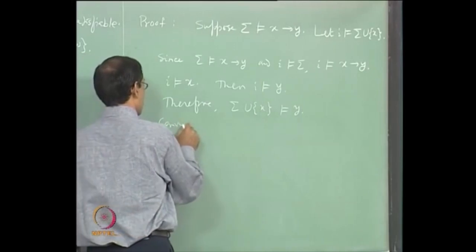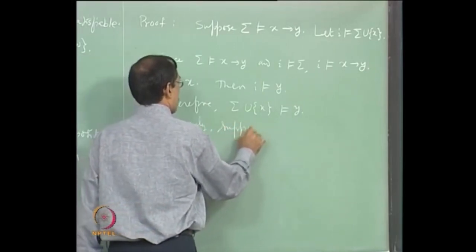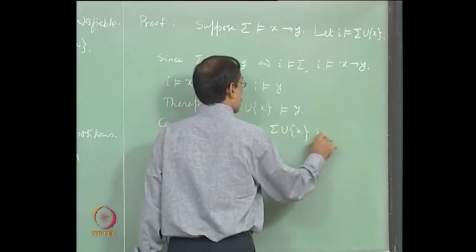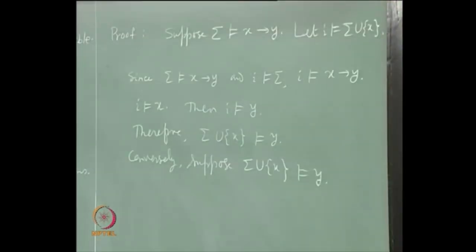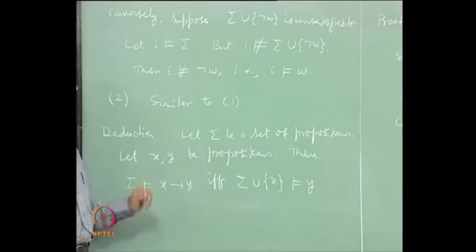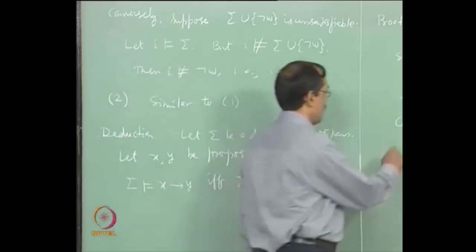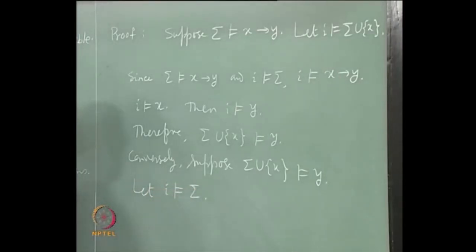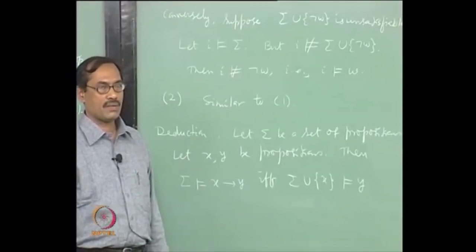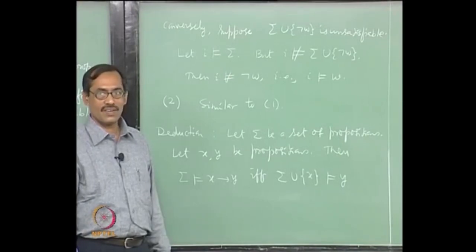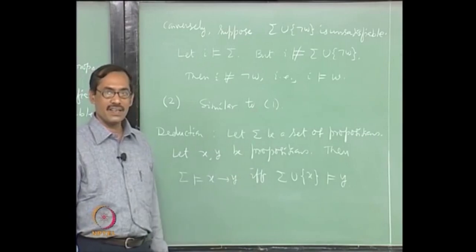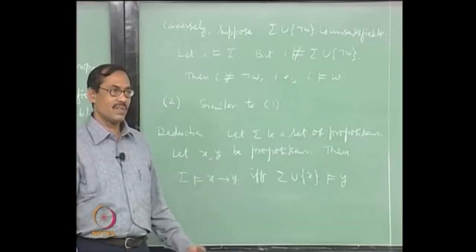Now, for the other part, here we have to show that sigma entails x implies y. This is what we have to show. So, you have to start with a model of sigma. So, let I be a model of sigma. Our aim is to show that I is a model of x implies y. Okay. Now, how do we proceed? There will be two cases now, because we have x there already. To use that, we have to consider that case first. Then we will see if it is not a model, what to do.